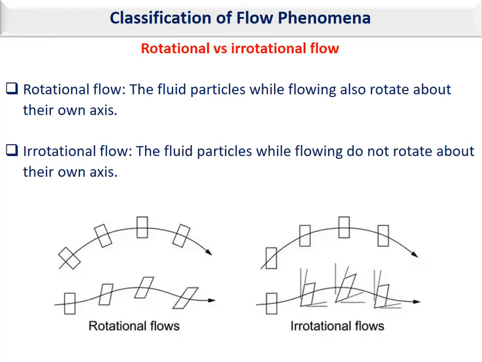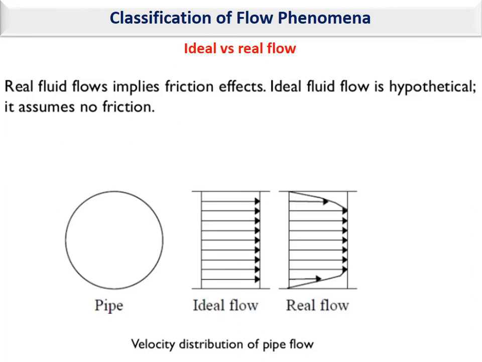In the kinematics of fluid, we will discuss in more detail irrotational and rotational flow and how to determine if a flow is rotational or irrotational. Next one is the classification of flow into ideal versus real flow. Real fluid flow implies friction effects. Ideal flow is a hypothetical flow which is not real, and in that flow we neglect viscosity effect or friction effects, or there is no friction.